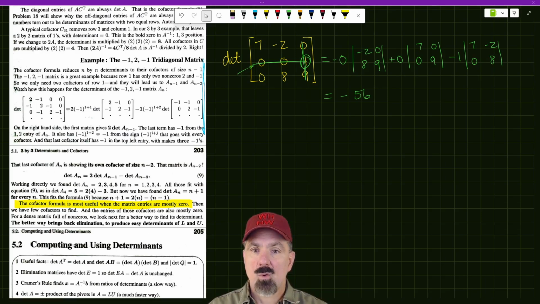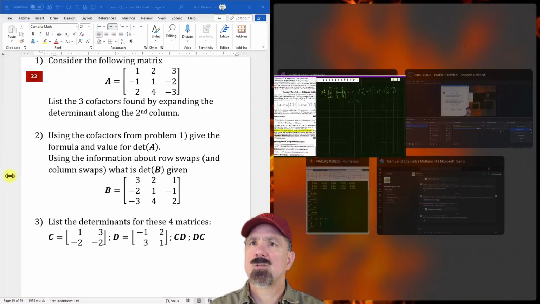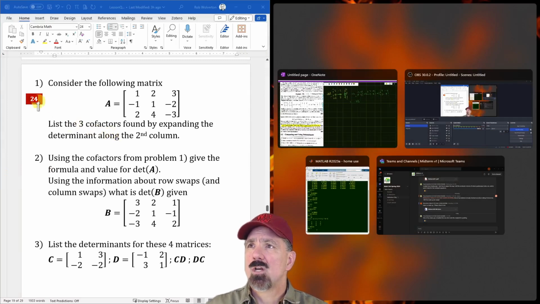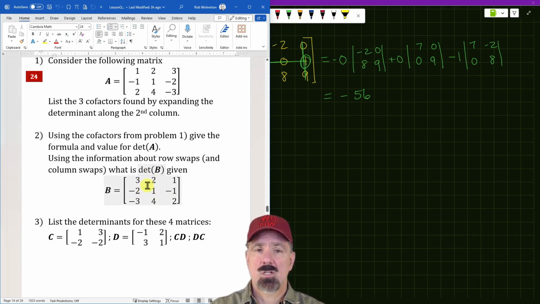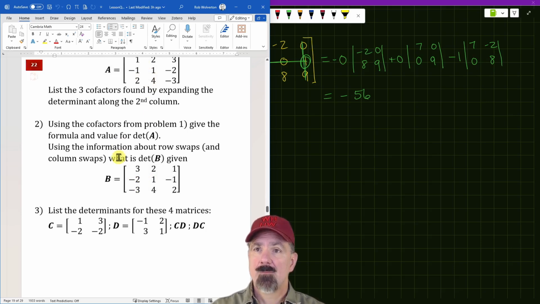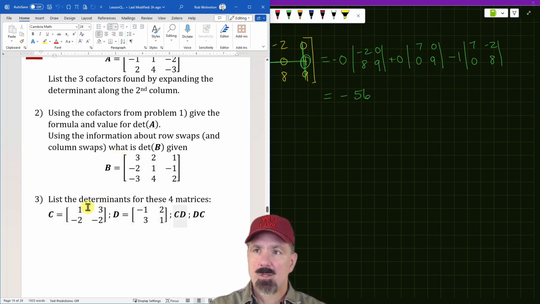All we have left are the questions. Let me throw these up. These are the participation questions. So for lesson 20, what we're going to do is just consider this and just some practice with cofactors. So what you're going to do is list cofactors found by expanding along this second column here. Okay. And then you're going to do a little bit more, which includes a row swap in order to find the determinant of B based upon the determinant of A. And then finally, you're going to do some 2x2 matrices just to practice very quickly.